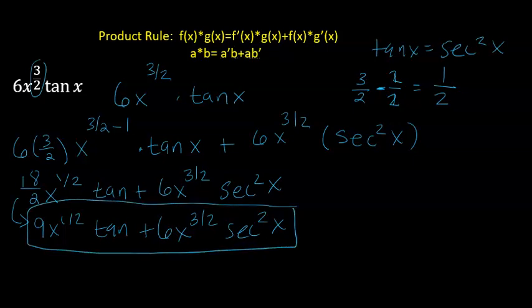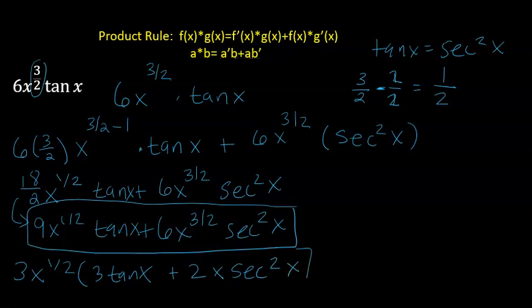It looks good to me. But you could pull out a 3 and then it becomes 3 tan, oh, I forgot this x. I forgot this x here too. Okay, 3 tan x plus 2x secant squared x. This can also be the answer. Both of these are good to go.